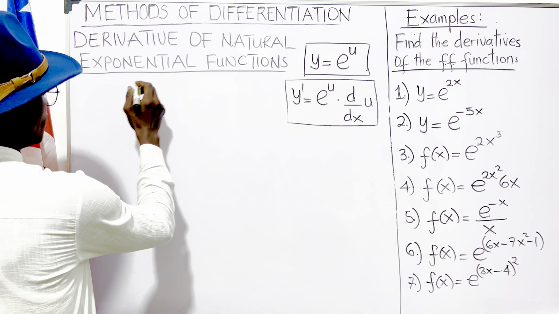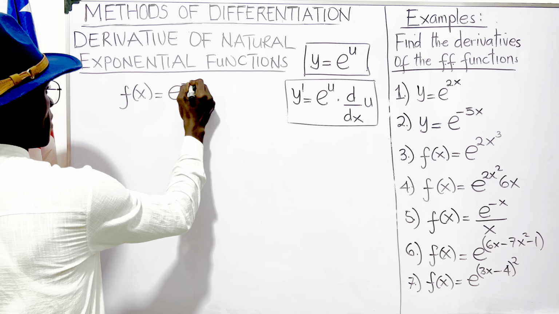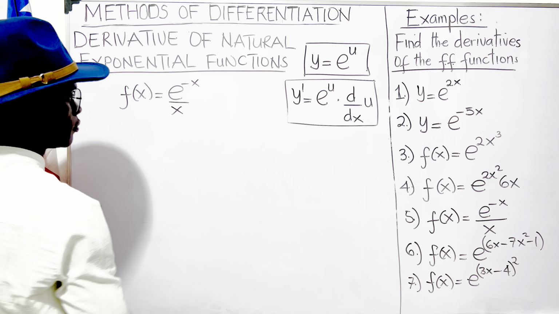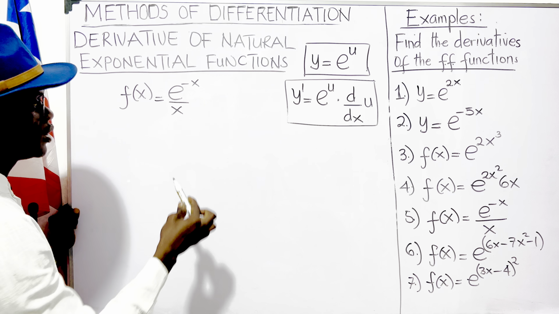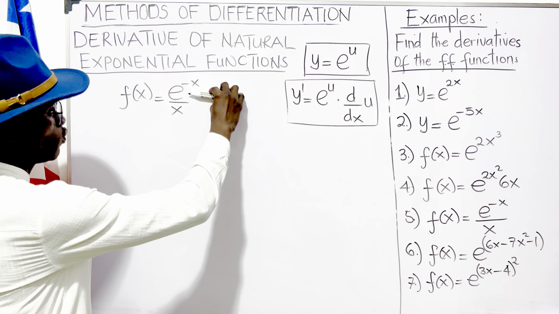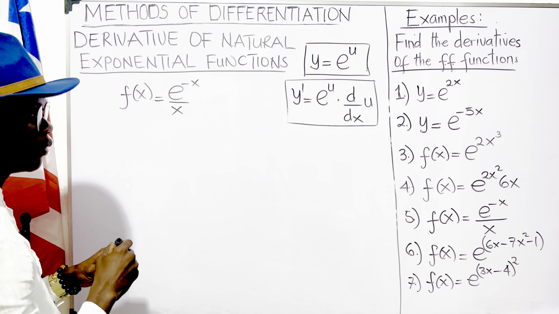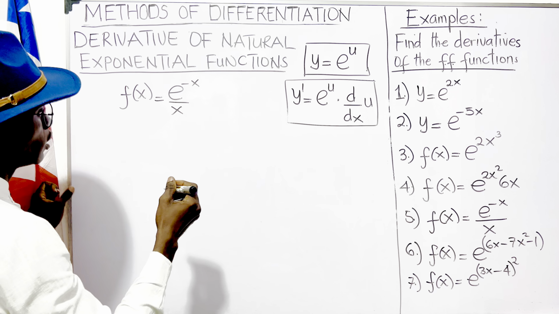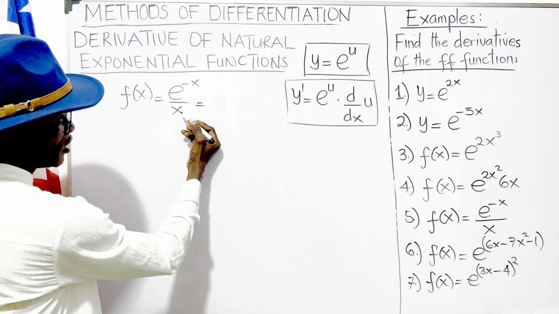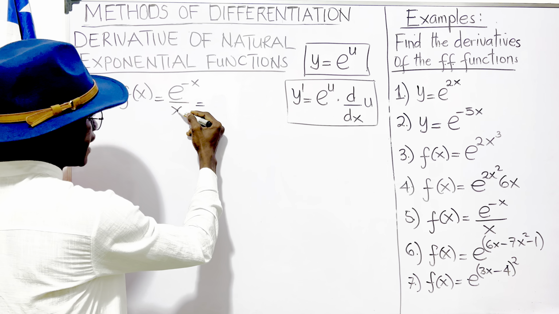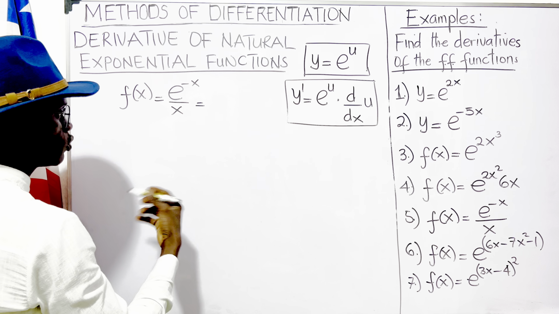Question 5 says f of x is equal to e raised to the power minus x, over x. For this problem, we can use the quotient rule because it has one function in the numerator being divided by another function in the denominator. We can use the product rule, the quotient rule, or rewrite this expression by sending this x to the numerator and using the product rule. So let's use the quotient rule.